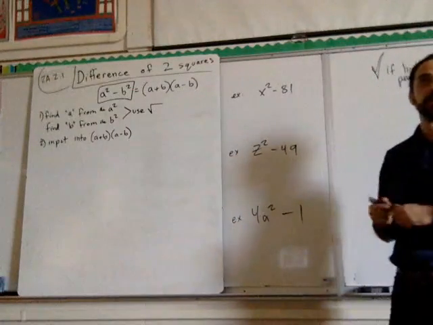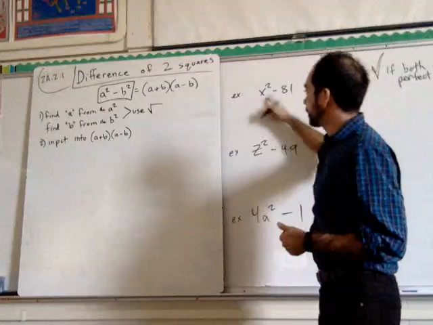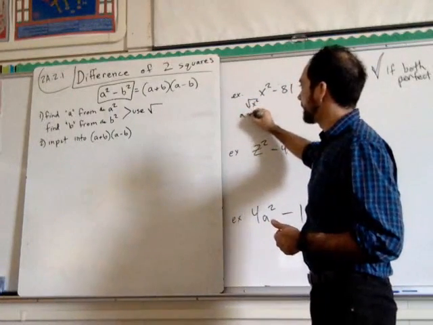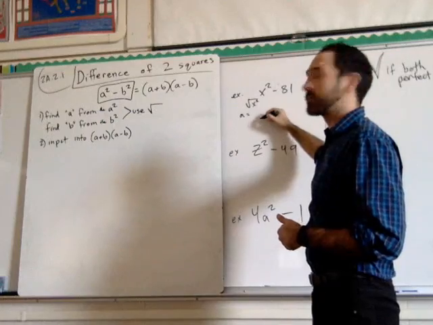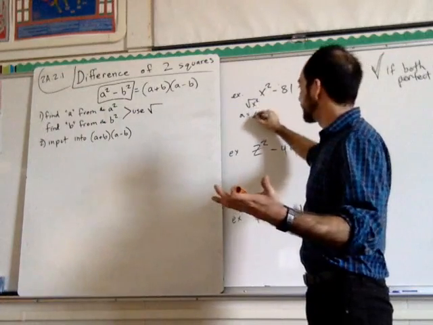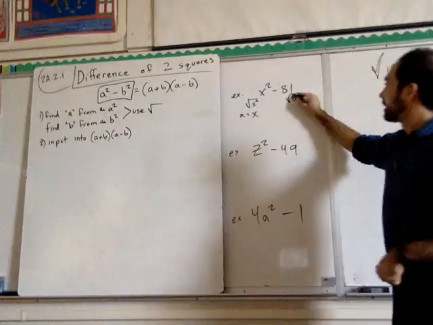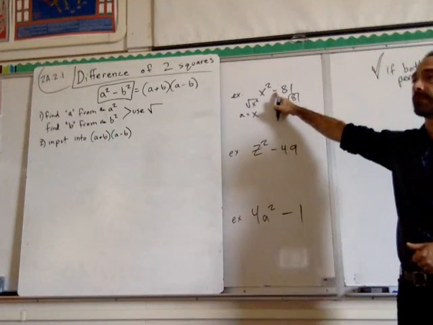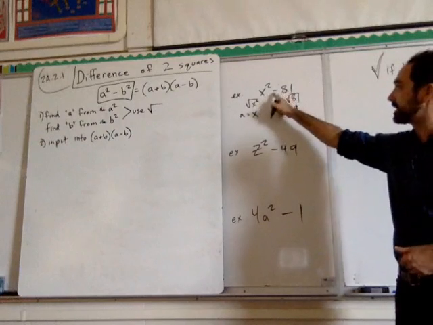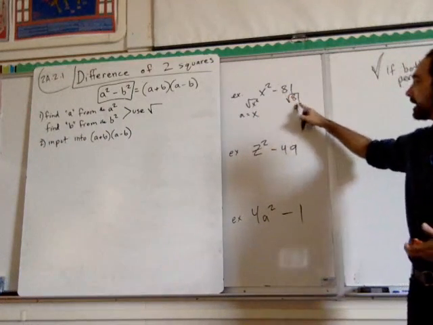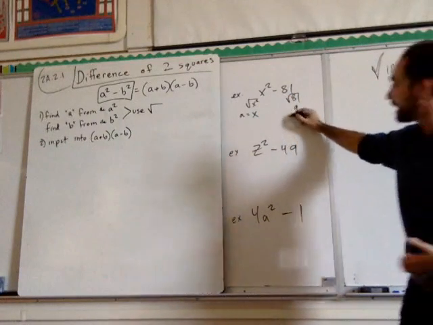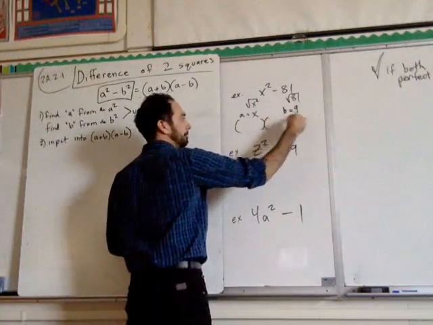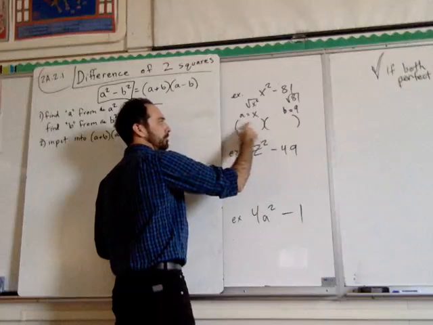How about this? Here's my a squared, so if I want to find a, I'm going to take the square root of x squared, and I find that my a is what? What times what gives me x squared? X times x. How about here? 81. Now I notice that the negative is just the difference. It's between these two. It's not part of 81. Square root of 81 is 9. Now I have my b. I have my a. What do you think goes here?